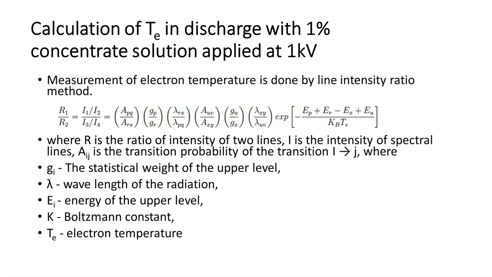Here the values of lambda and I, the wavelength of radiation and intensity, are obtained from the observations, and the values of transition probability of transitions, statistical weight of the upper level, and energy of the upper levels are obtained from the NIST atomic spectra database.